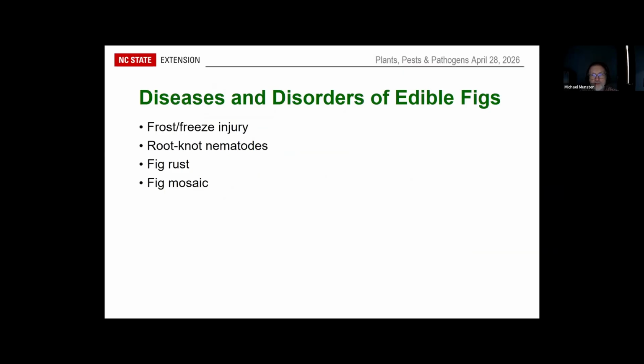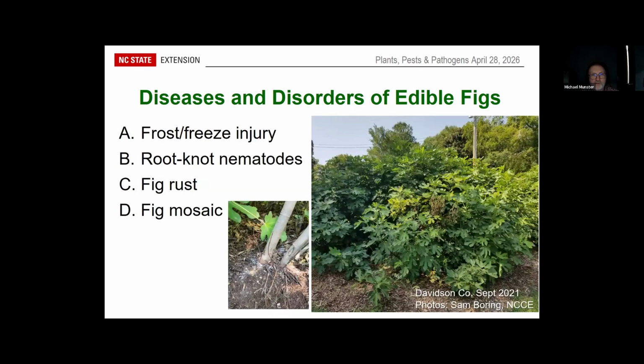Then moving on to edible figs, the picture gets even simpler. Really, we worry about 4 different major problems, and I wouldn't even call all of them major, but let's just do this as a quiz.